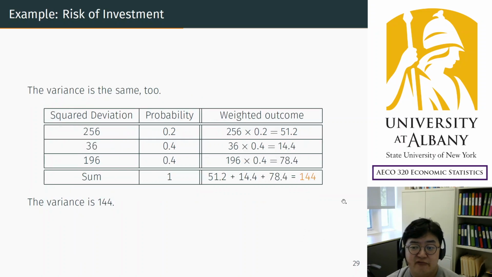Okay, then the variance should be the same. Square deviation is the same, so variance must be the same. You do not need to do this again. They're basically the same algebra.